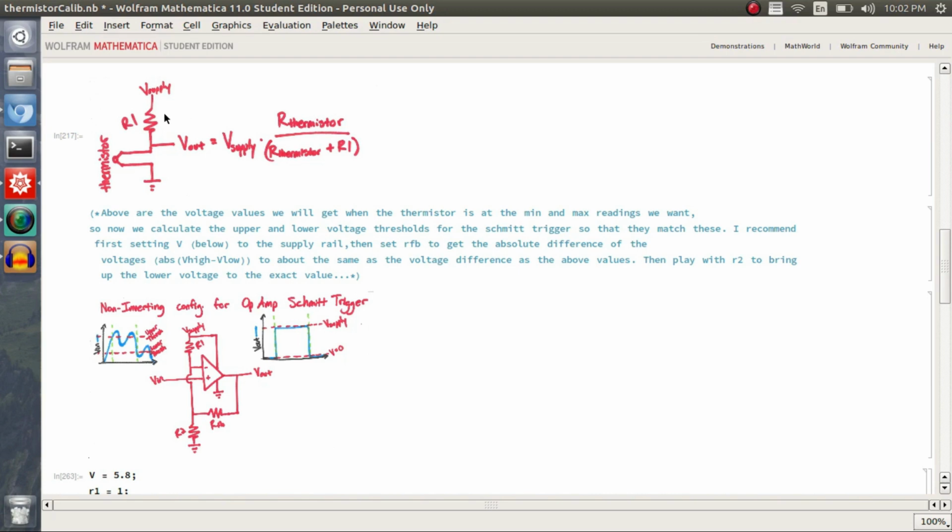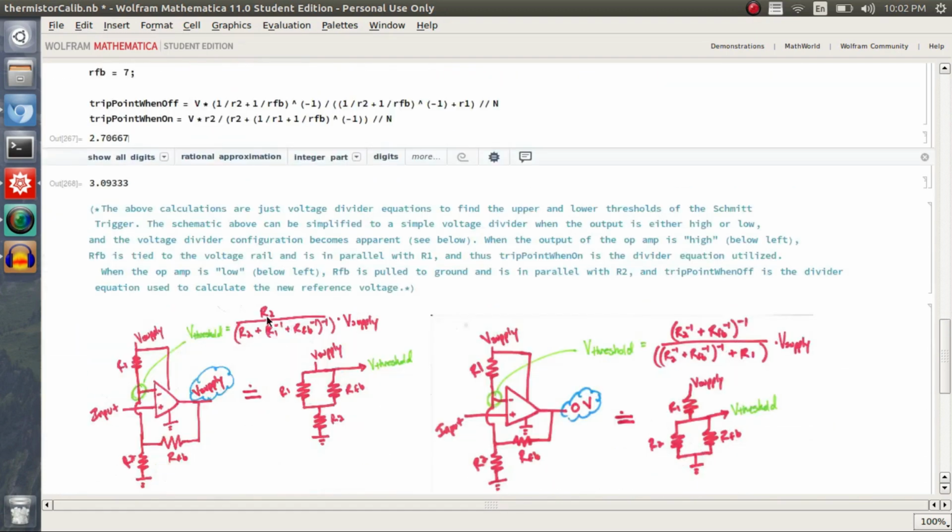Thermistor on the low end. This is the circuit. Here's why. Boom. Done. End of story.